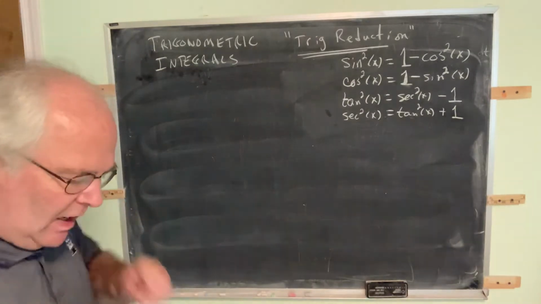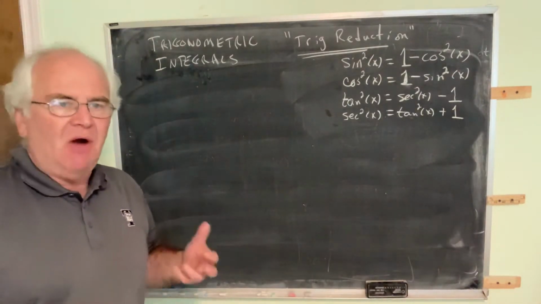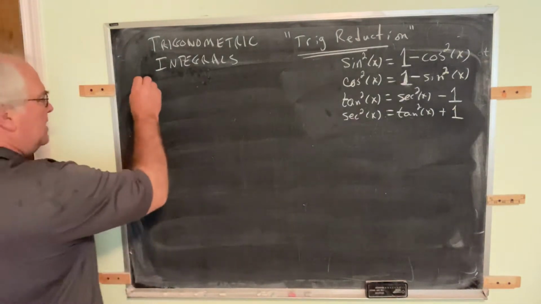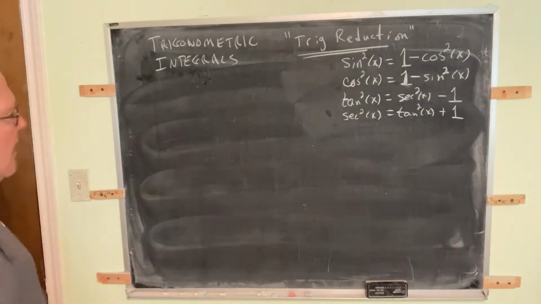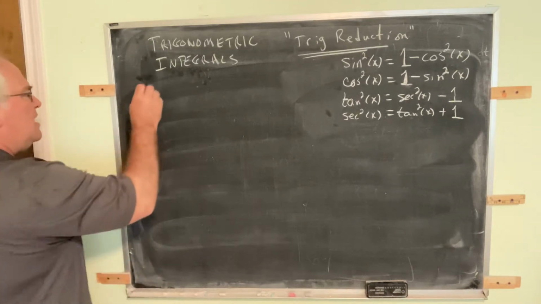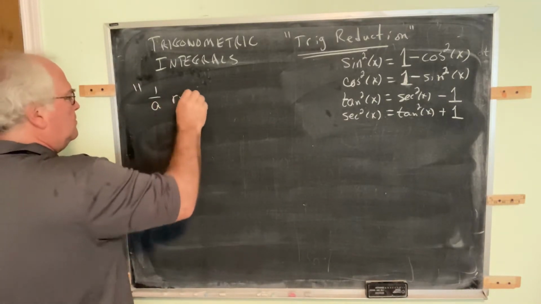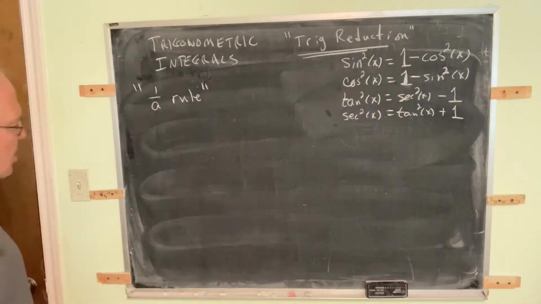Now, there's another technique that's actually a calculus 1 technique, but I want to brush through it again. And it's what I call, and this is not unique to me, I got this from a former instructor here at the college, Mr. Collings, the 1 over a rule. And it's actually one of the basic forms. It just doesn't look like it.